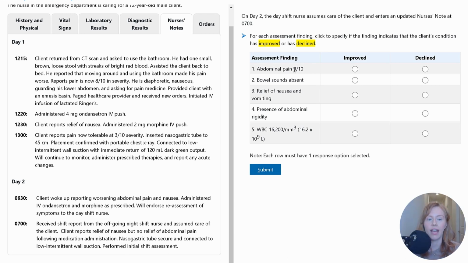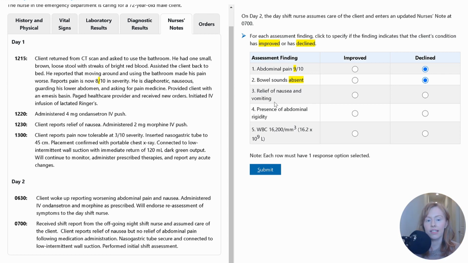Abdominal pain, 9 out of 10. Now, he came in at 7 out of 10. He was 8 out of 10 when he came back from CT. This is the worst it's been since he's been here, so that's definitely a decline. Bowel sounds absent. We talked about the quieter your bowel sounds are, the less gastric motility is occurring. They were quiet when he came in as being hypoactive. Now they're totally absent, also a decline.